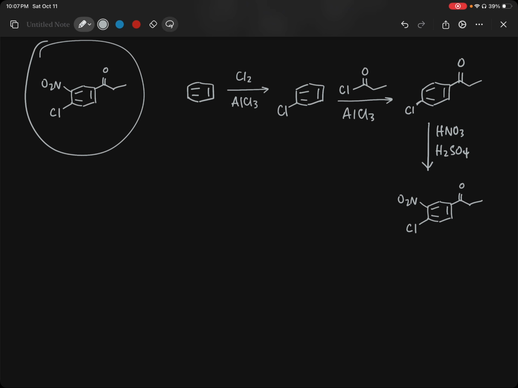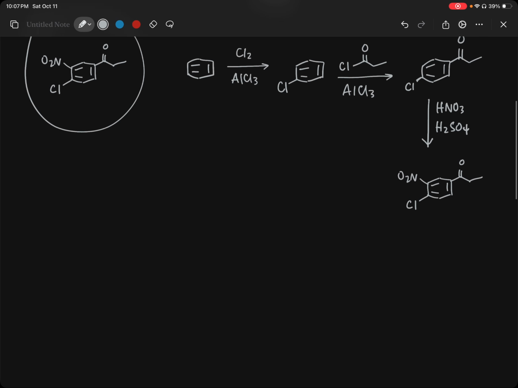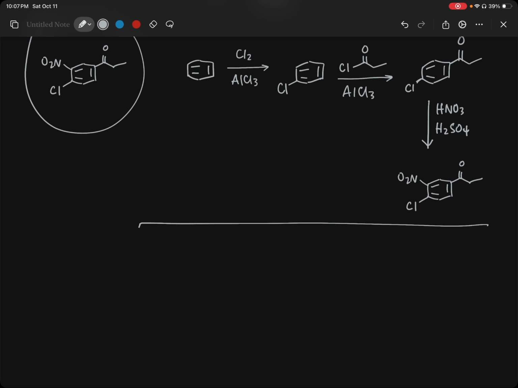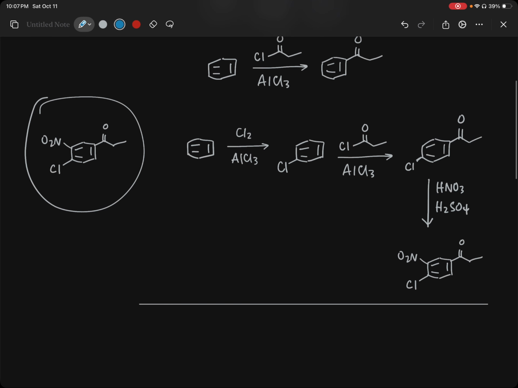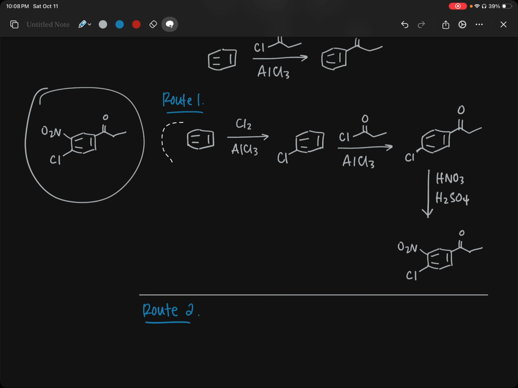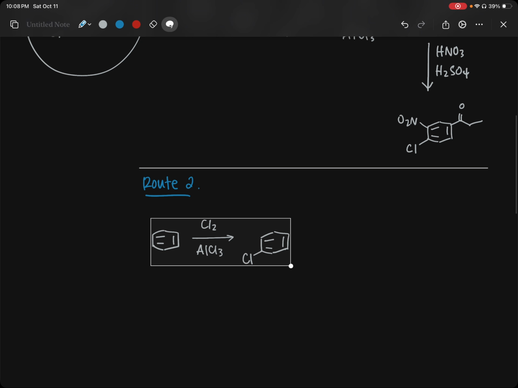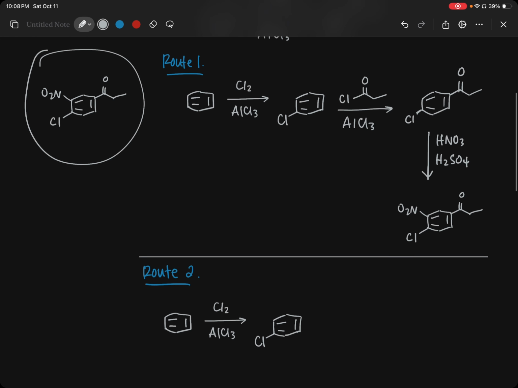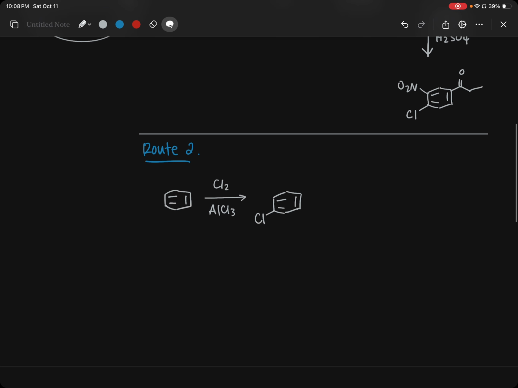Okay, so for this second synthesis, got room here. Okay, so this is going to be route 1, and this will be route 2. Okay, so let's take our first step here. That one's going to be the same. So I'll put that down here. Let's also take our target molecule so we can remember what we're trying to make.